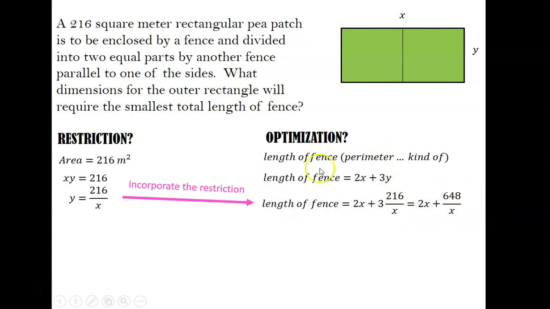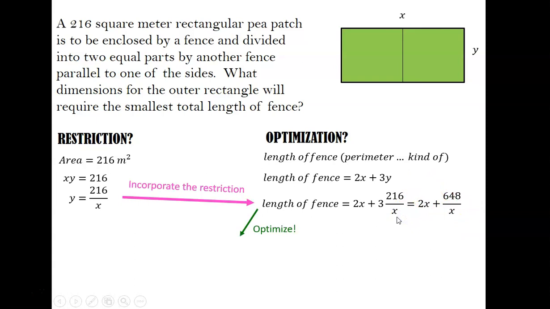Okay, so here's my setup. Here's my model. This is the model for the length of my fence. Depending on what x is, this is the length of fence that I will need, right? So if I decide that my pen is going to be 10 long, then I can figure out my length of fence here. Now, what we want to do though is figure out what is going to minimize this length of fence. So I need to minimize this model.